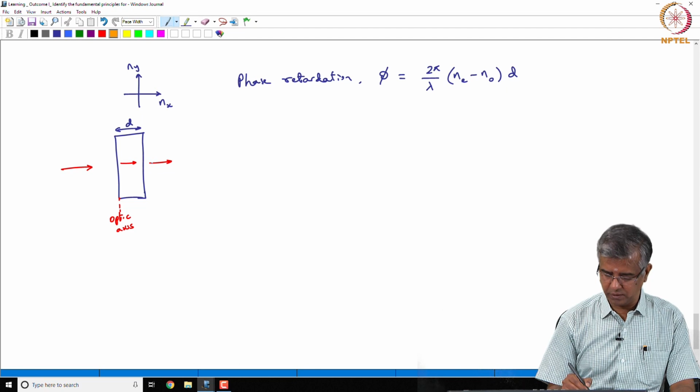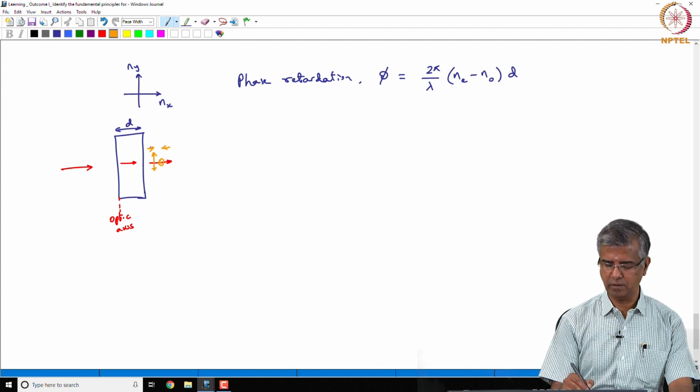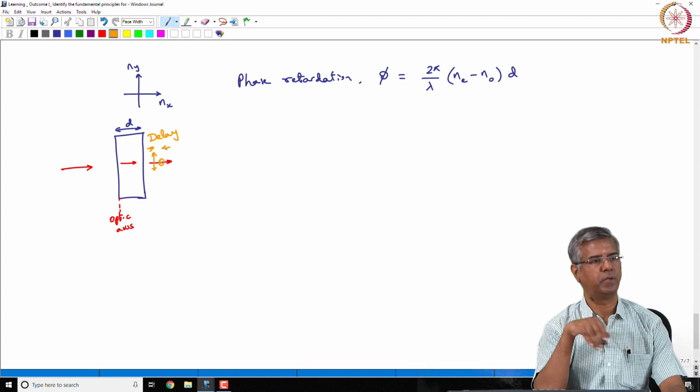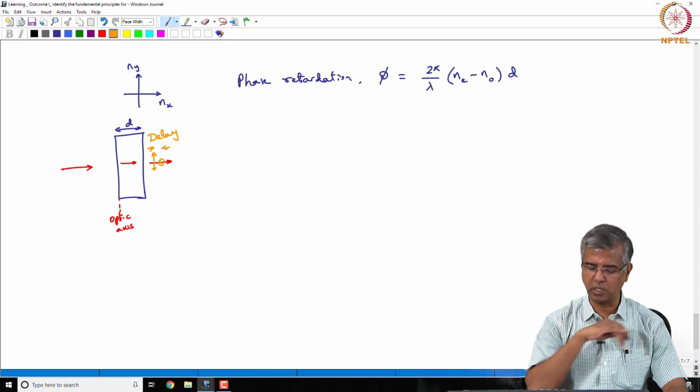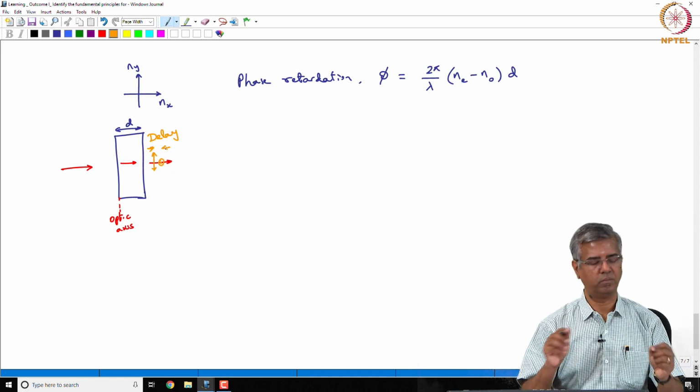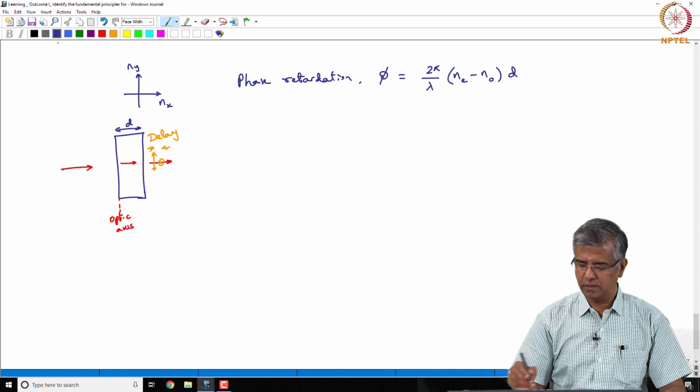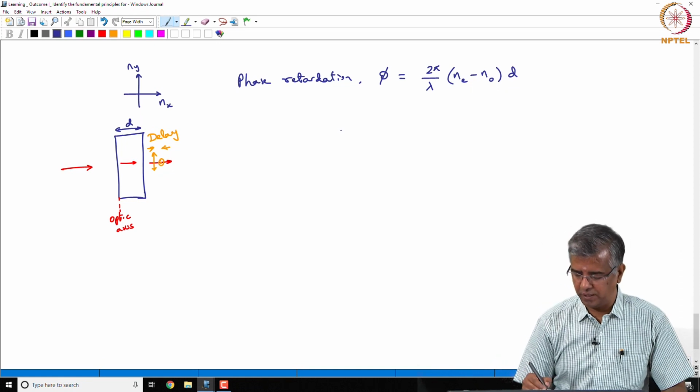In this case, your two polarization components are going to be like this. They are actually delayed. There is a phase delay between the two because of the propagation. They both come out in the same direction, but there is a phase delay between them. By changing the thickness, you can change the phase delay.